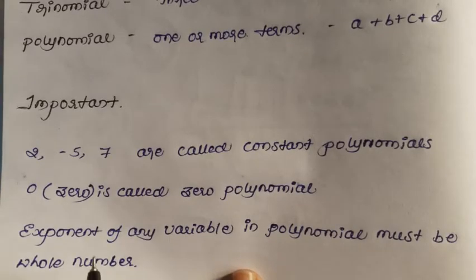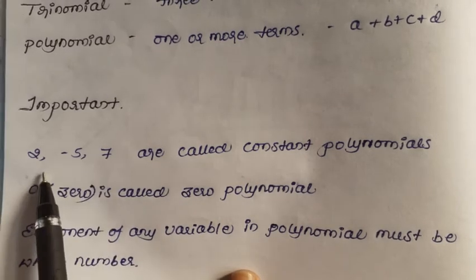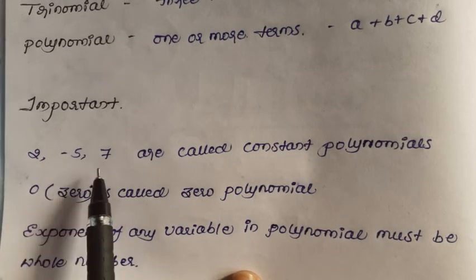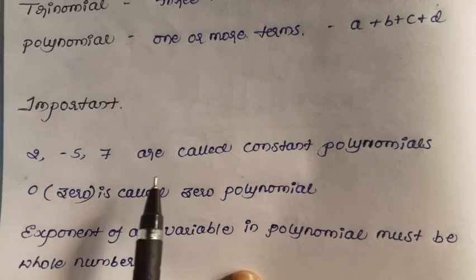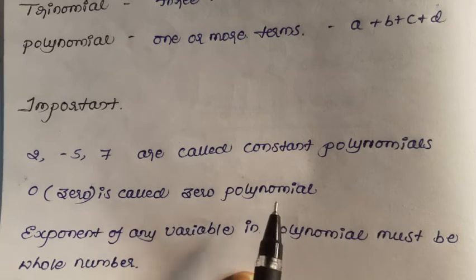Then some important things are the constant terms like 2, minus 5, 7. All these are called constant polynomials. And 0 is called the zero polynomial.